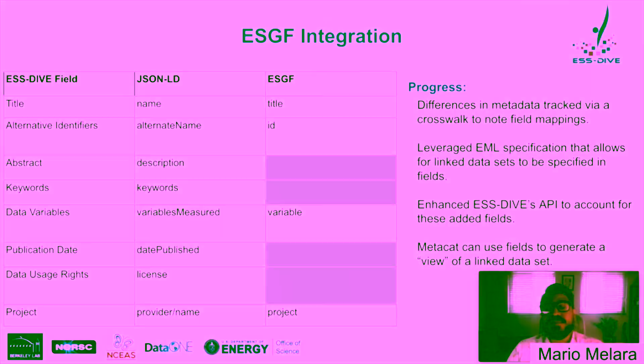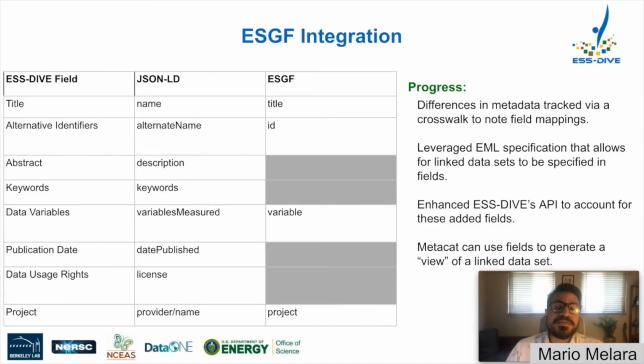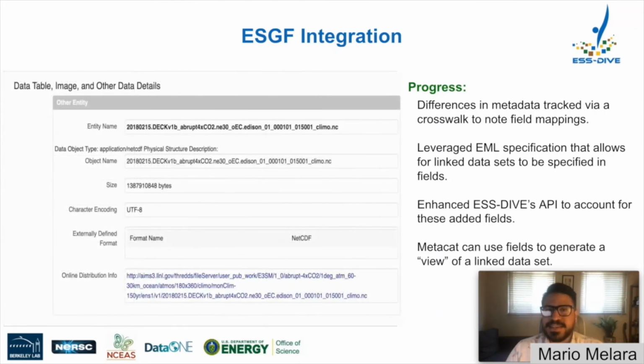I also leveraged the EML specification that allows for linked datasets to be specified using a set of attributes that can be added to the metadata. In order to use all of these enhancements together, I modified ESS-DIVE's API to allow for additional fields while keeping the bare minimum fields needed between ESGF and ESS-DIVE. The end result is a view of the linked dataset, which users can use to retrieve remotely linked data.